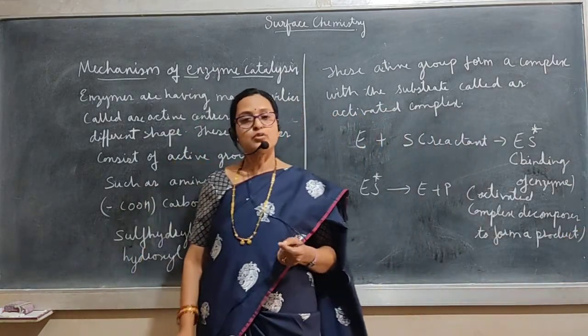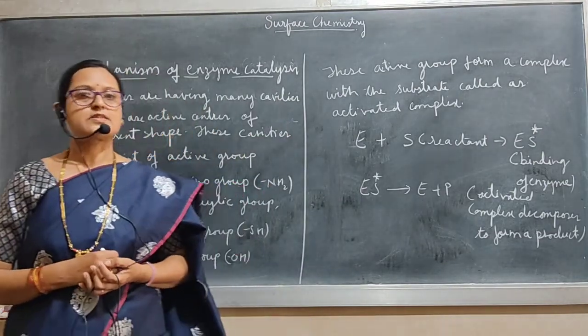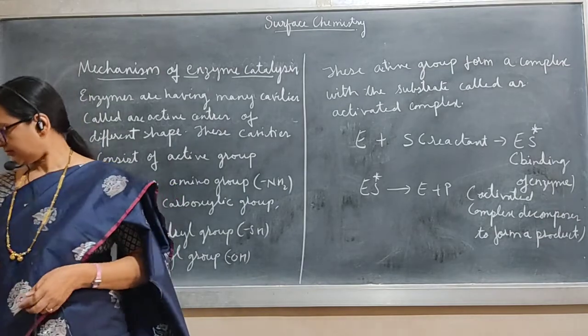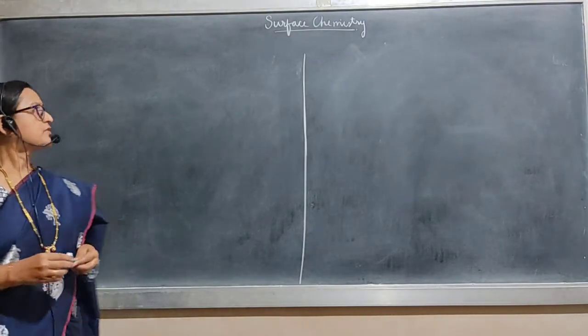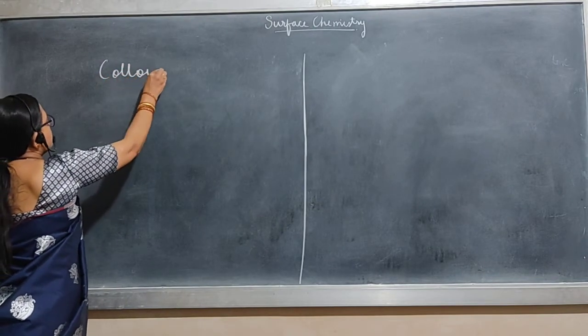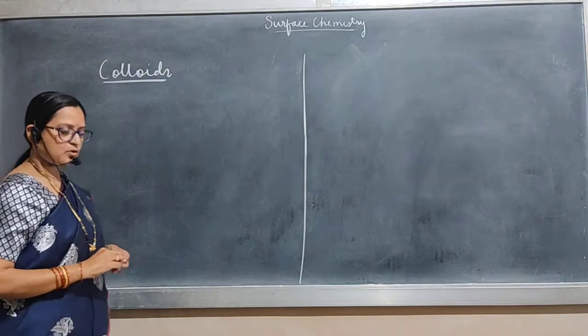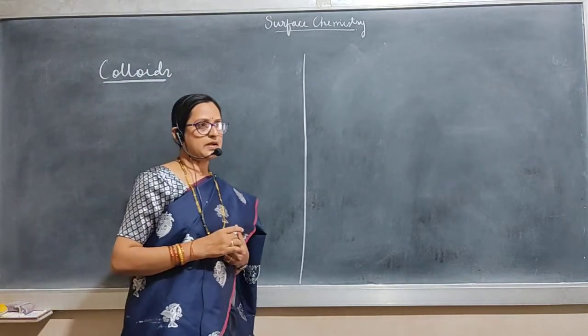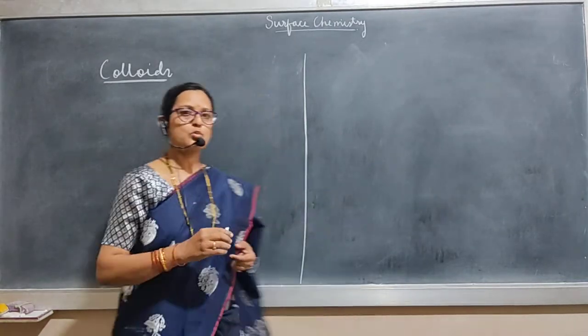After this, we are going to enter into the new topic of this chapter. It is called colloids. So the next topic is colloids. So what is this colloids? Colloids are nothing but particles having a size from 1 nanometer to 1000 nanometer.